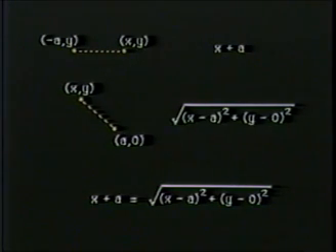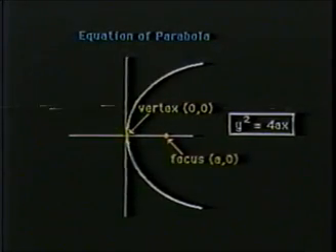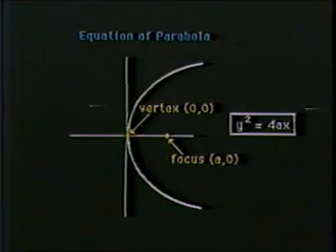Now you can either simplify that equation yourself, or you can look it up in your textbook. But the final shape looks like this. Remember it. It's one of the standard equations for a parabola. What does that mean, one of the standard equations for a parabola?